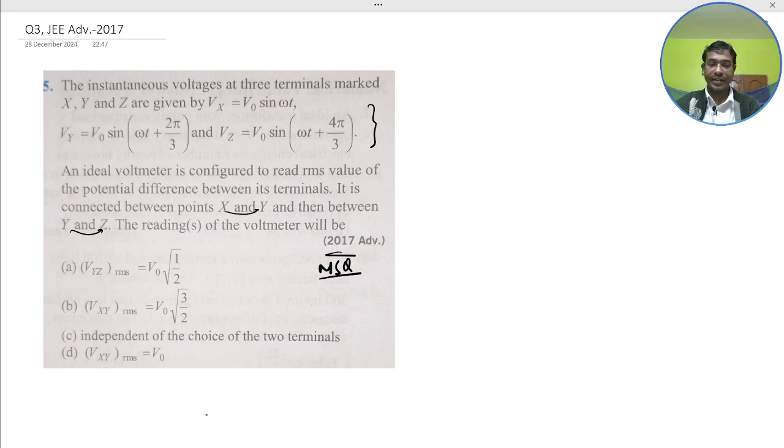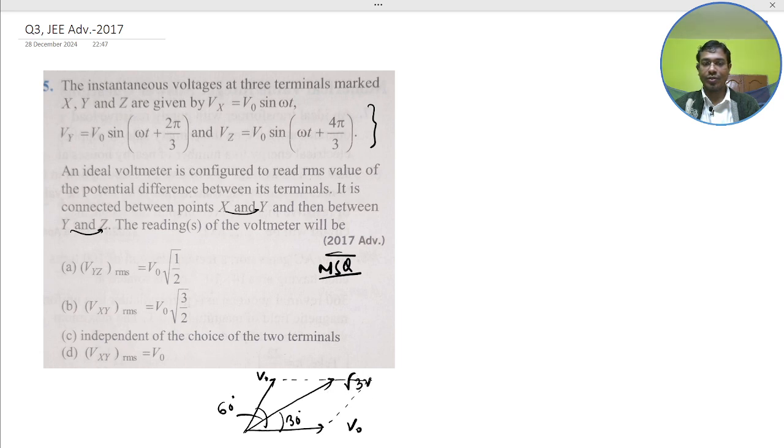So I draw a figure here: this is V naught, and this is 30, and the whole one is 60, and this is root 3 V naught.